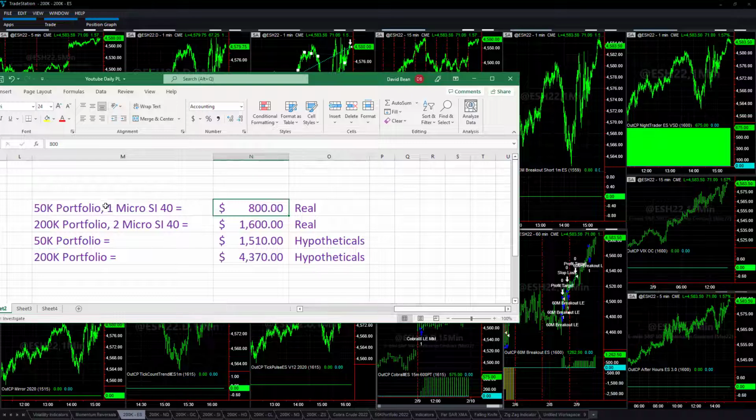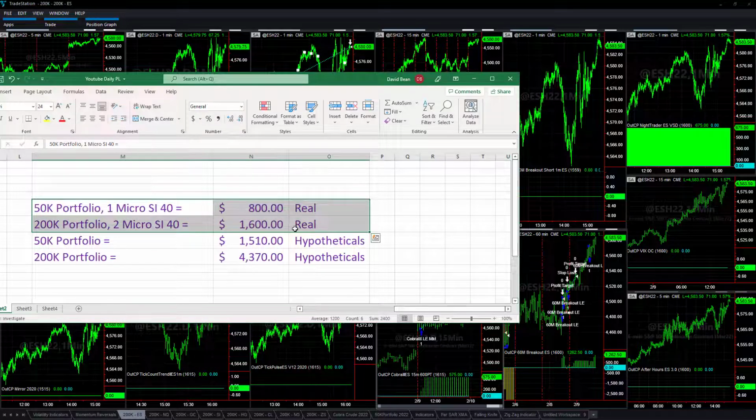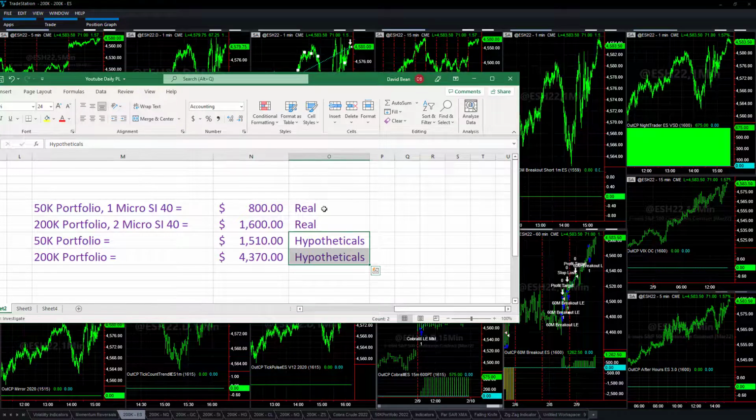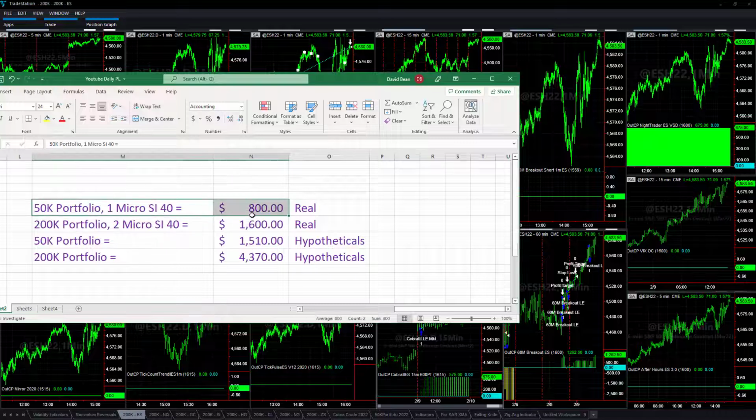Once again, this is what we're trading, and this is what we were trading, but we're just tracking. That's why you see hypotheticals here and real here. Again, there's a couple of positions open, so your final results could be a little bit different. So trades on the day for Wednesday, February the 9th, 2022.